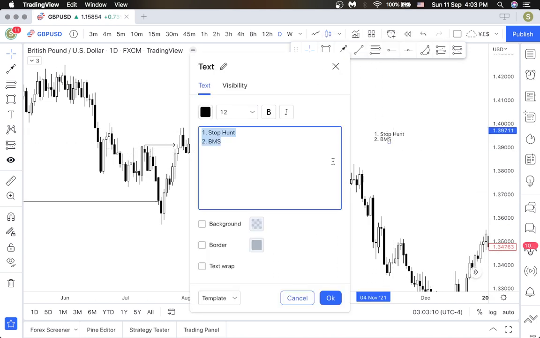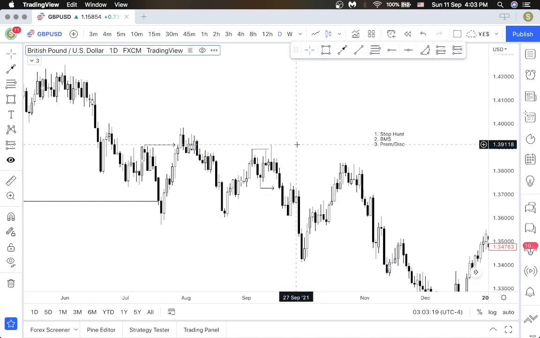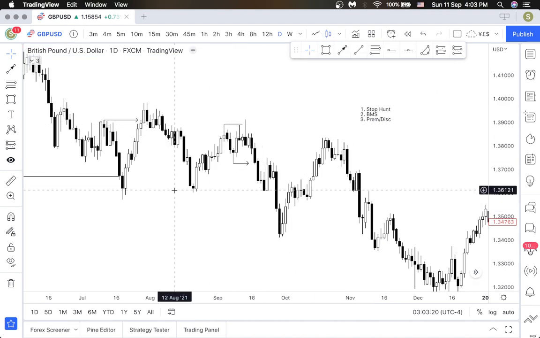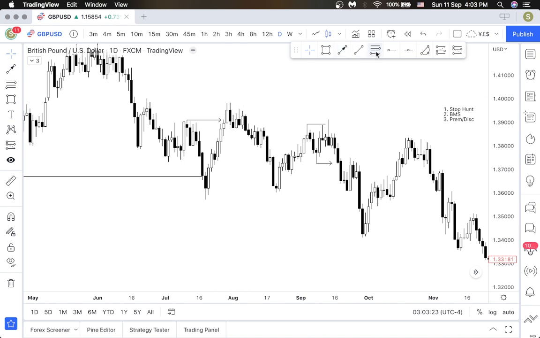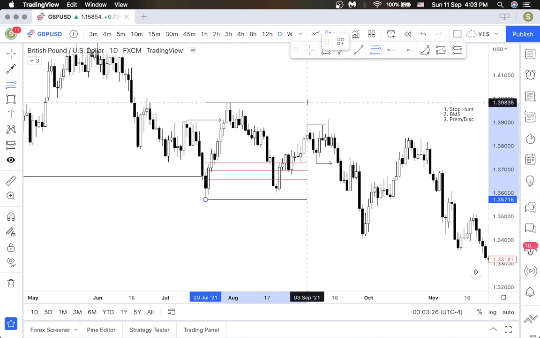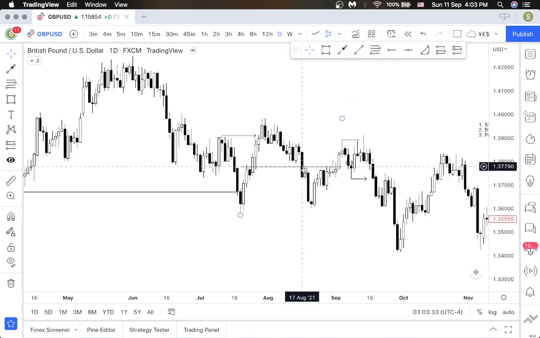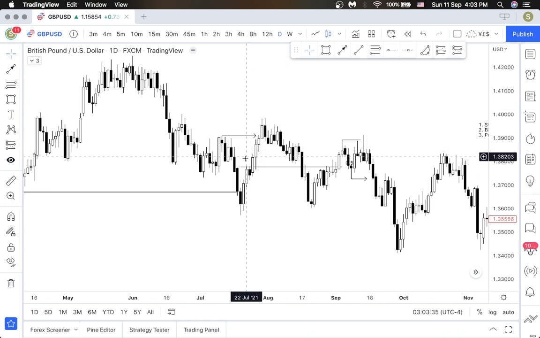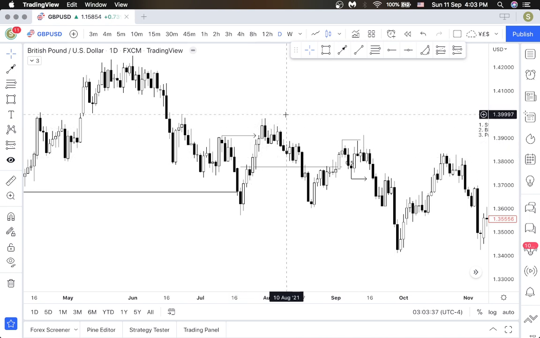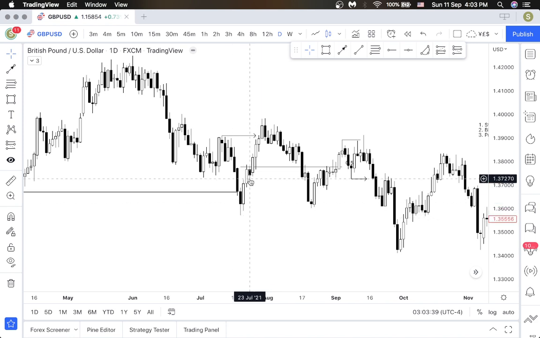The third rule is premium and discount. When you're choosing your order block and you have a range, let's look at this range. We're going to pull out a fib and measure the 50%, which is this line, and you're never going to buy above this line. You want to buy below this line. You want to buy at low prices and sell at high prices.